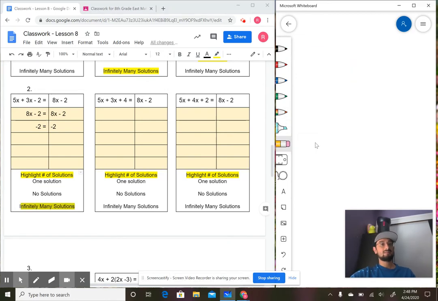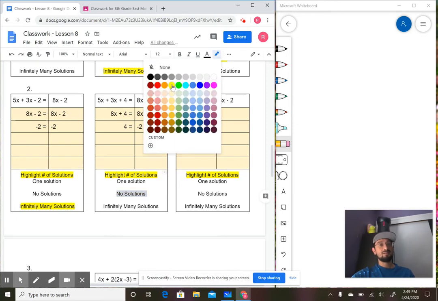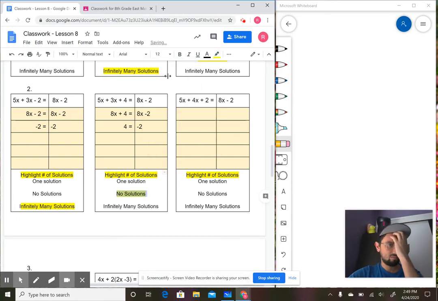For the next one, it's going to be the same step again. So I combine 3x and 5x to make 8x plus 4 equals 8x minus 2. Subtract the 8x on both sides, and you get 4 equals negative 2. That's a false statement. That means that there are parallel lines that never cross. So that's no solutions.